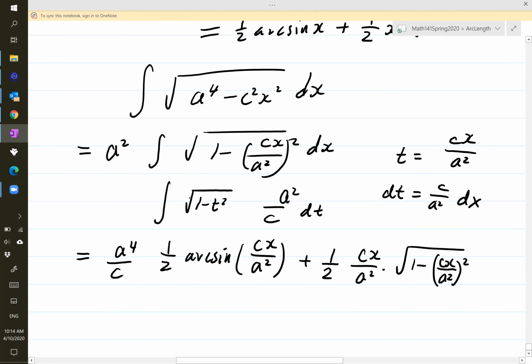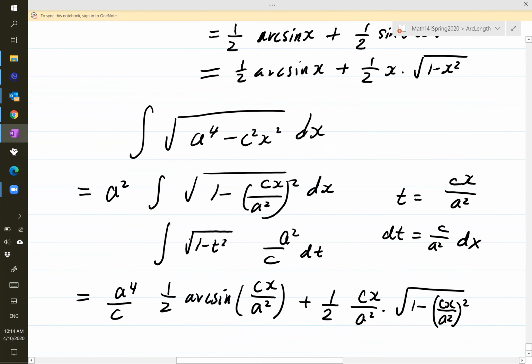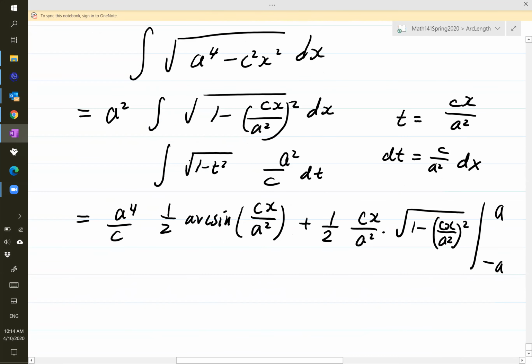Okay, evaluate the thing from negative a to a. Then what we get is, this is all the function here. So we get a to the power 4 over c times twice that thing, twice cancels this 1/2. So the arcsine of c over a. This number is called e.